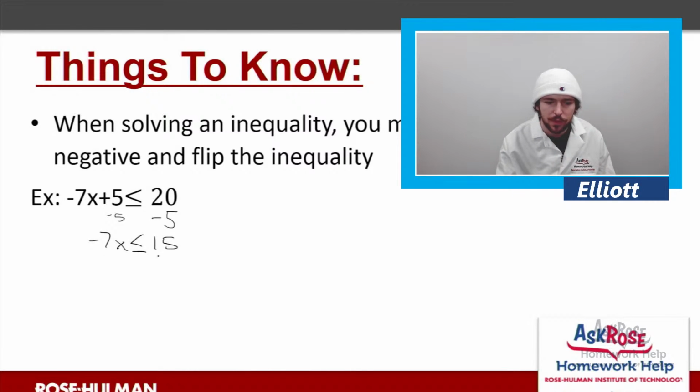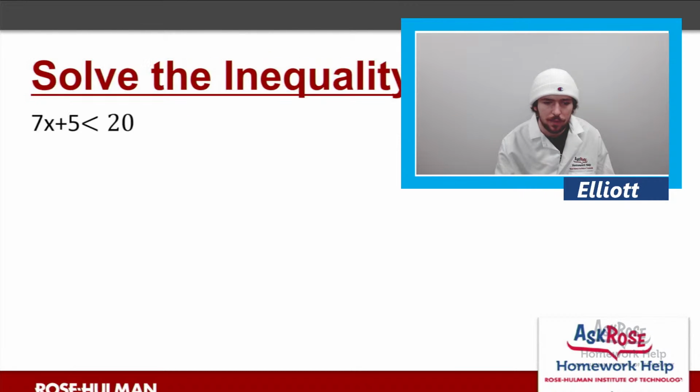Cool, so here's the part that we're talking about. Whenever I divide by negative 7, I'm going to be flipping my sign. So the outcome of this step is going to be x is greater than or equal to 15 over negative 7. Okay, so that's our answer here. We can go on to a couple more examples.